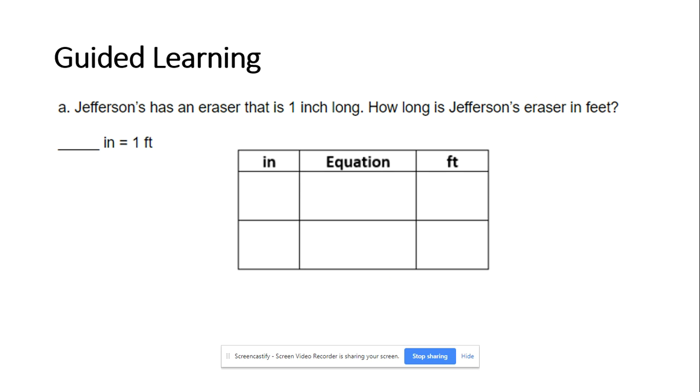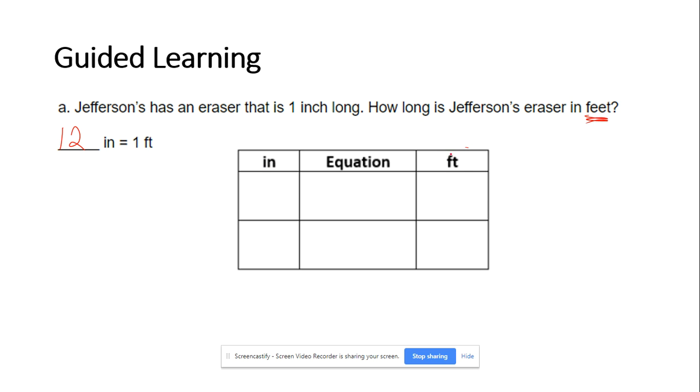Now let's try guided learning. Jefferson has an eraser that is 1 inch long. How long is Jefferson's eraser in feet? Well, we know that there's 12 inches in every foot. So here, this is our input part, this is our output part. We're starting with inches, and we want to answer in feet.